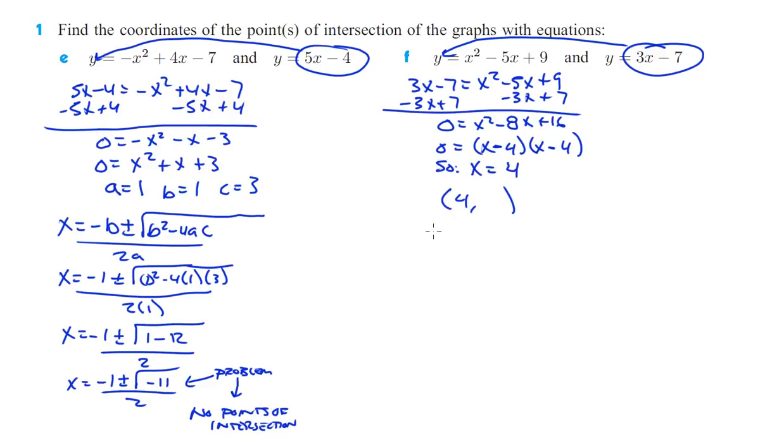So let's just plug it in. We got y equals 3x minus 7. So it's 3 times 4 minus 7. y equals 12 minus 7. So the y coordinate is going to be 5. And it just touches at one spot.